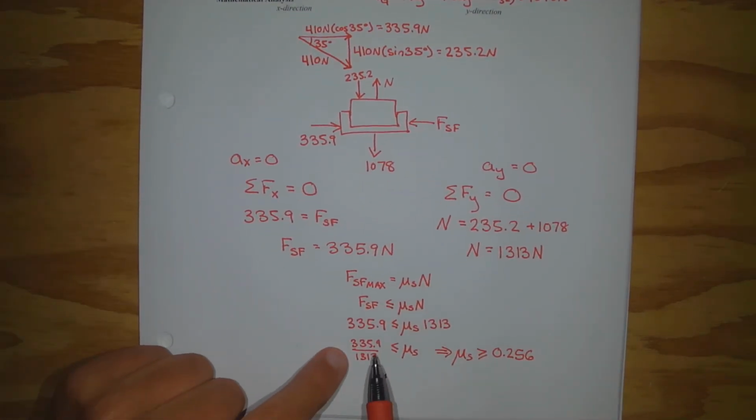And if we put units in here, this would be newtons over newtons, and that would cancel out, so there are no units for the coefficient of friction.